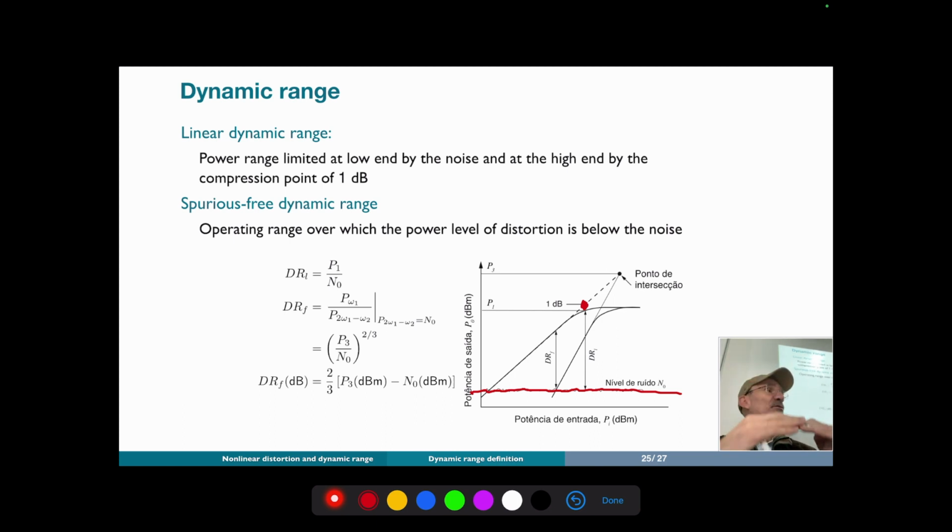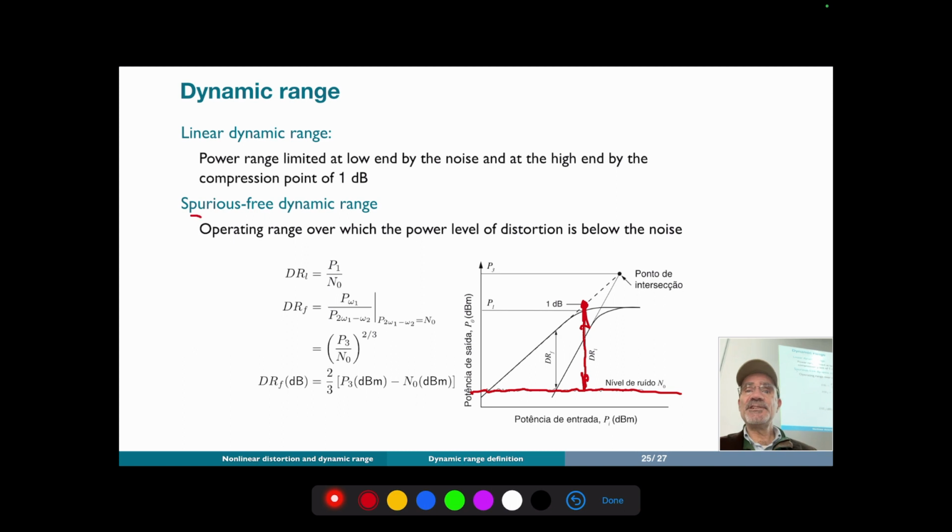But if we reduce the signal level, right, then the distortion will not be significant. But then if the signal is reduced to a very low level, and the signal starts to be identical to noise, we may not be able to recover the signal from the noise. And so at the low end, the range is limited by the noise itself. This range is by definition the linear dynamic range. Okay?